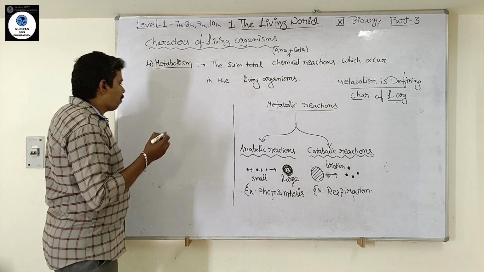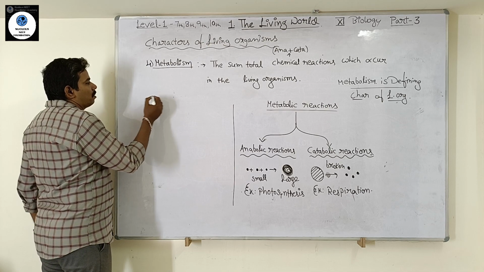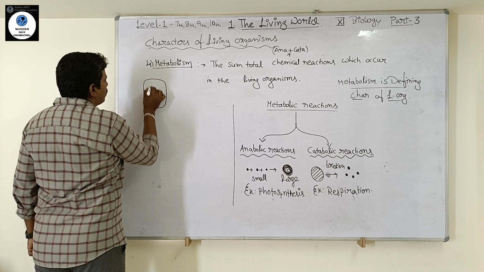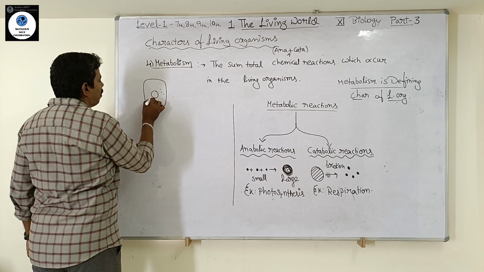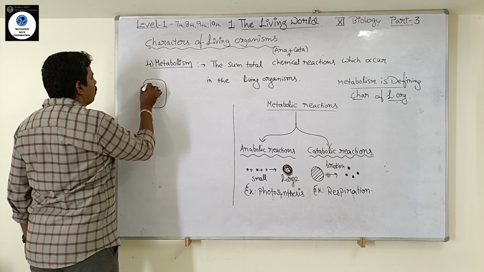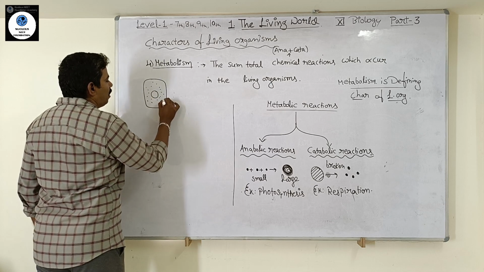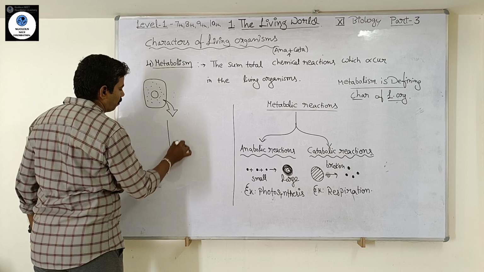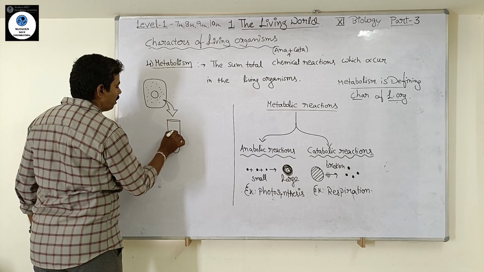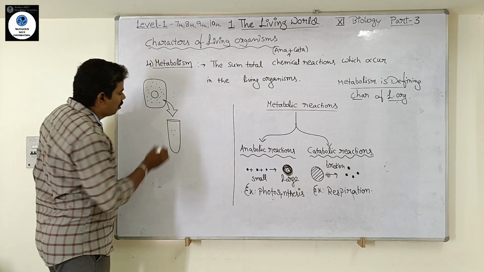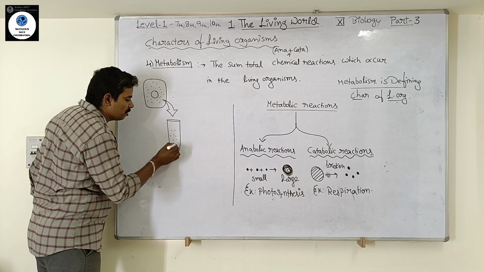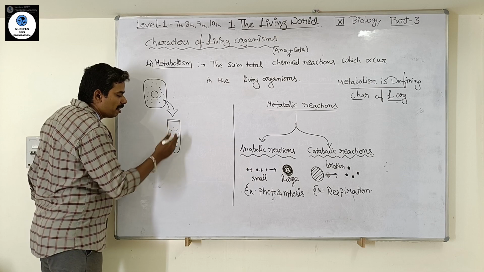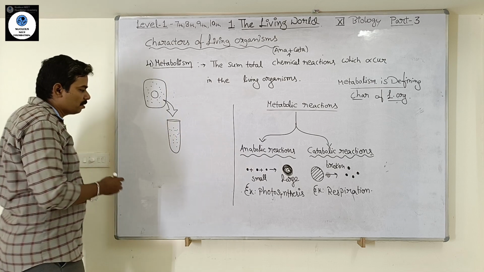Students, an important point which is discussed in the NCERT book. Suppose we collect all the chemicals which are present inside the cell. There are many chemical compounds present inside the cell. We will collect these chemicals into a test tube. Now whatever chemicals are present, those chemicals are now in the test tube. Now we will create some conditions such that these chemical reactions also take place inside the test tube.